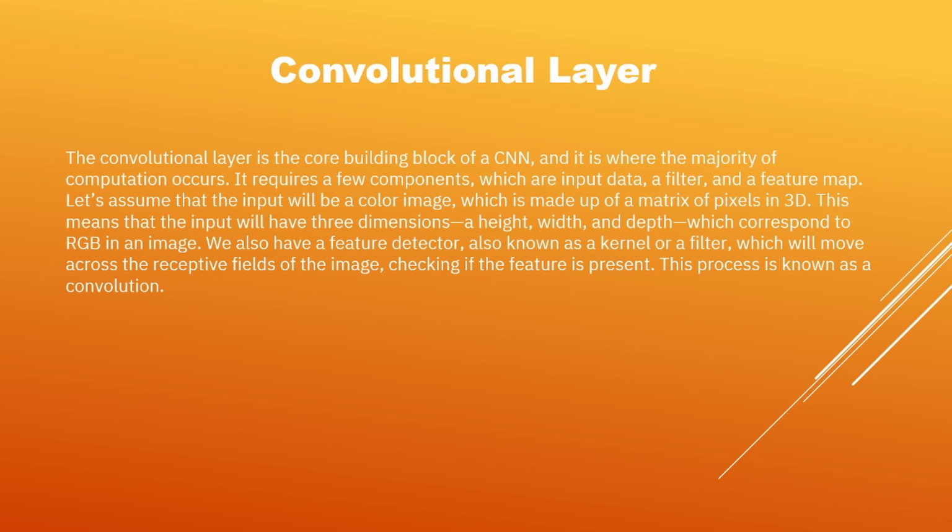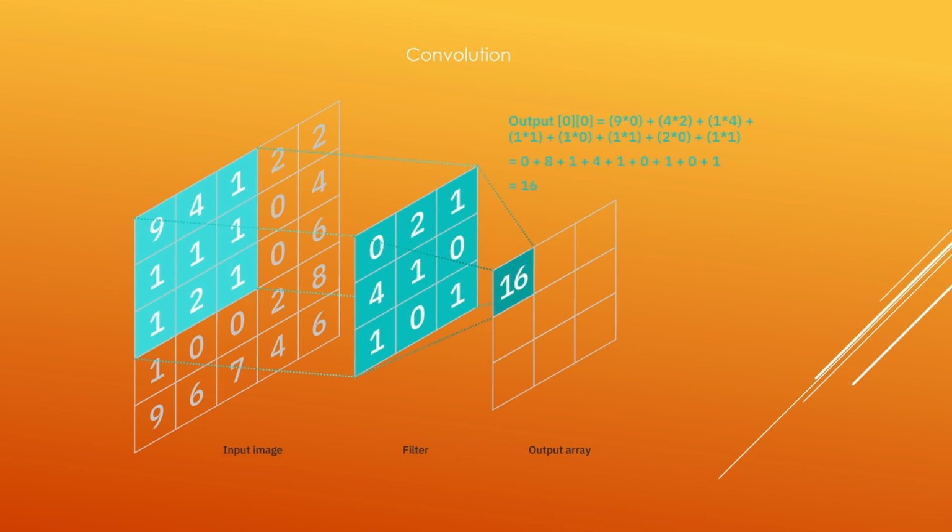Let's assume that the image we are inputting into our convolutional neural network is a color image, which is made up of a 3D matrix. This means that the input has 3 dimensions: a height, a width, and a depth, which corresponds to the RGB in an image. We also have a feature detector, also known as a kernel or a filter, which will move across the receptive fields of the image, checking for a feature.